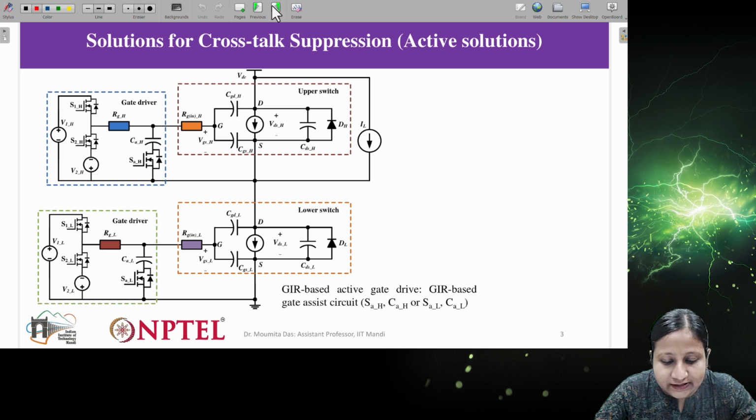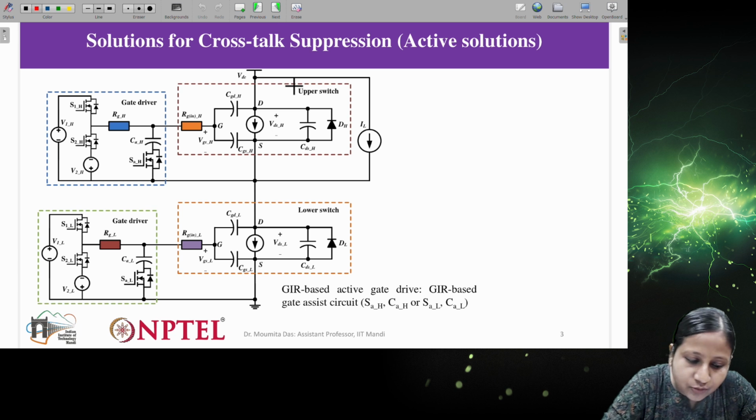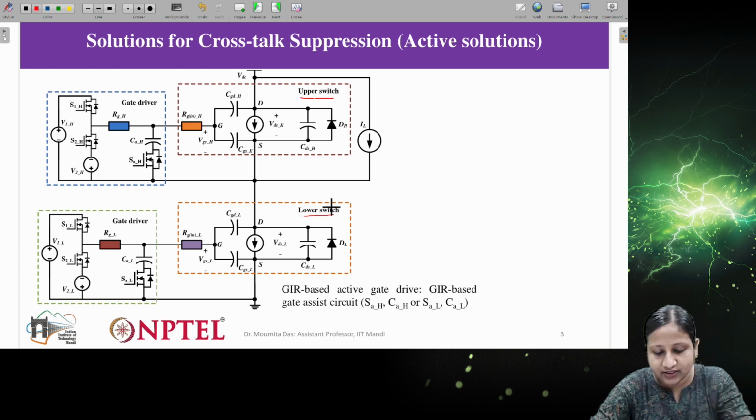You have already seen this kind of diagram in the last class. The circuit which I am showing you, I am considering the same network: one of the legs of the three phases. Let's say this is phase A, where two switches are connected, one upper switch and another lower switch, right?